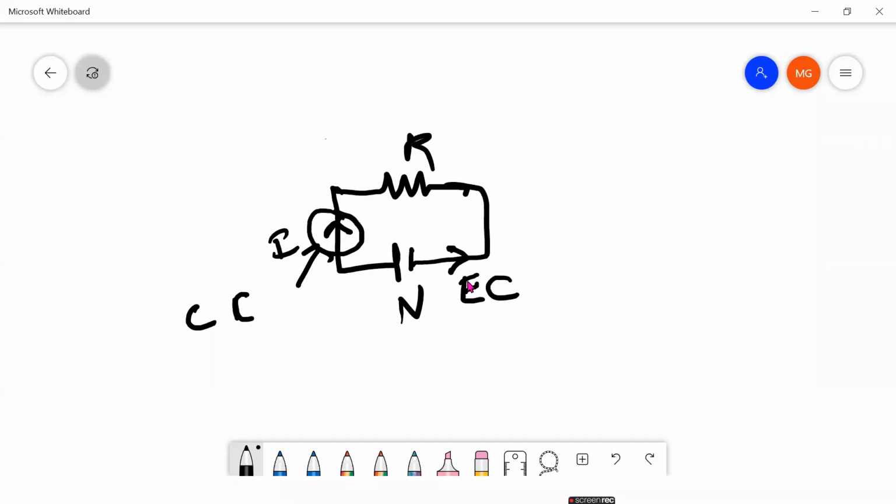So electron current, in simple definition, is a flow of the electrons. It moves from negative terminal to the positive terminal of the source. The conventional current always flows from the positive terminal of the source towards the negative terminal. All right.